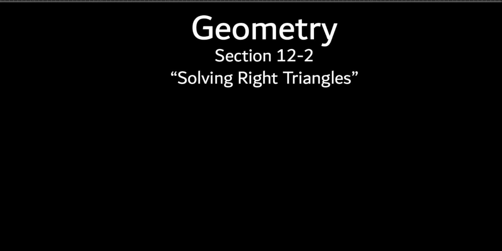All right, 12.2. It says solving right triangles. It seems like we've solved right triangles before. We kind of have. But what do we use to find missing things for a right triangle? Pythagorean theorem. So technically we have solved right triangles before, but there's other things in the right triangle that you might not be able to do.